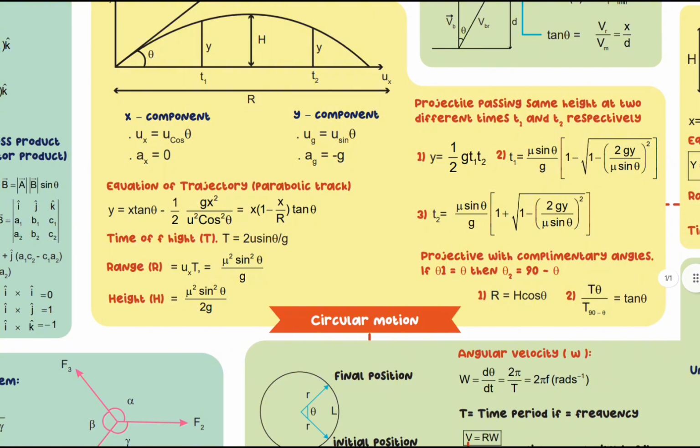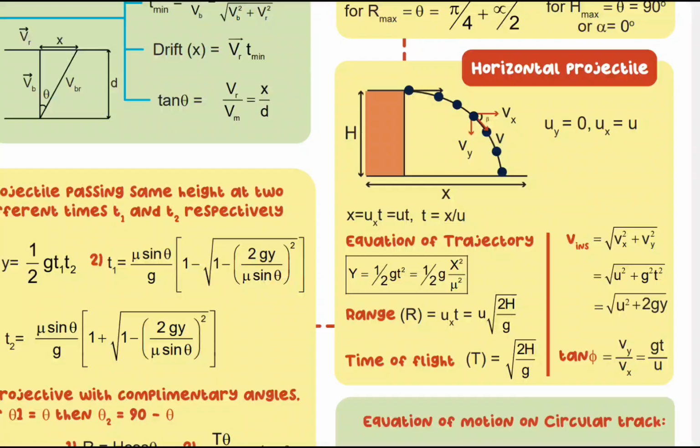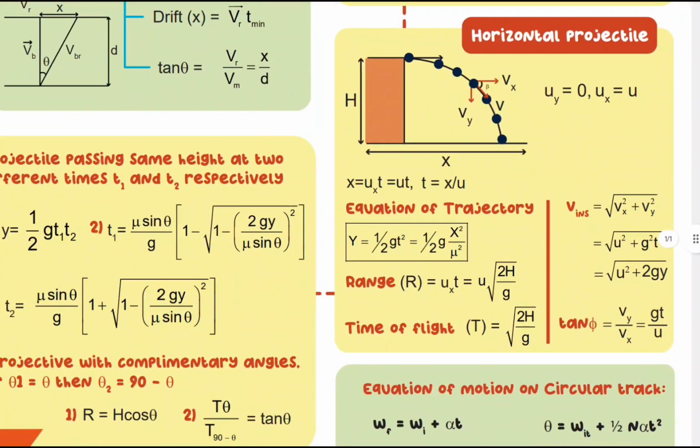Time of flight. Horizontal projectile: uy equal to 0 and ux equal to u. x equal to ux t, which is equal to ut, and time is equal to x by u. Equation of trajectory: y is equal to half g t square, equal to half into g into x square by u square. Range R equal to ux t equal to u into root of 2h by g. Time of flight t is equal to root of 2h by g.